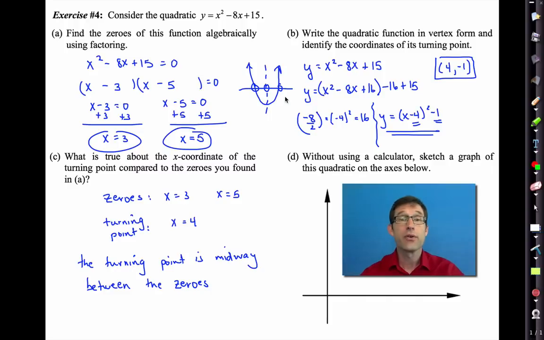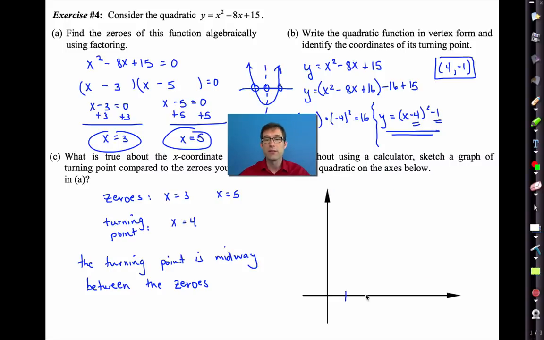All right, letter D says, without a calculator, sketch a graph of this quadratic on the axes below. Now we can do this because this is a relatively easy quadratic. Watch, 3, 4, 5, right? We know that it doesn't have a 0 there. We know it's got a 0 at 3. We know it has a 0 at 5. And we know it's got a turning point at 4, negative 1, right? So let me maybe put a negative 1 there.